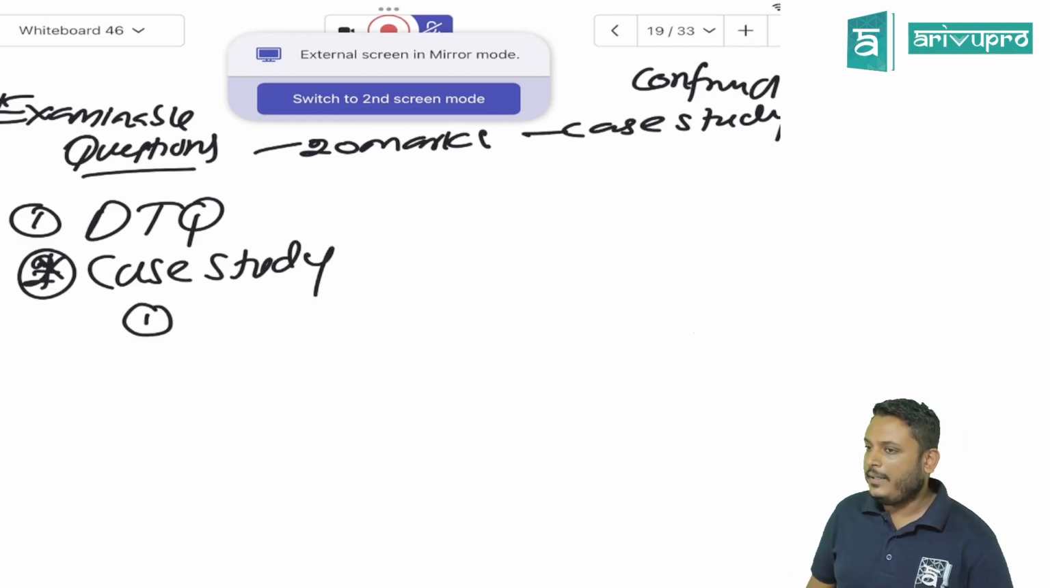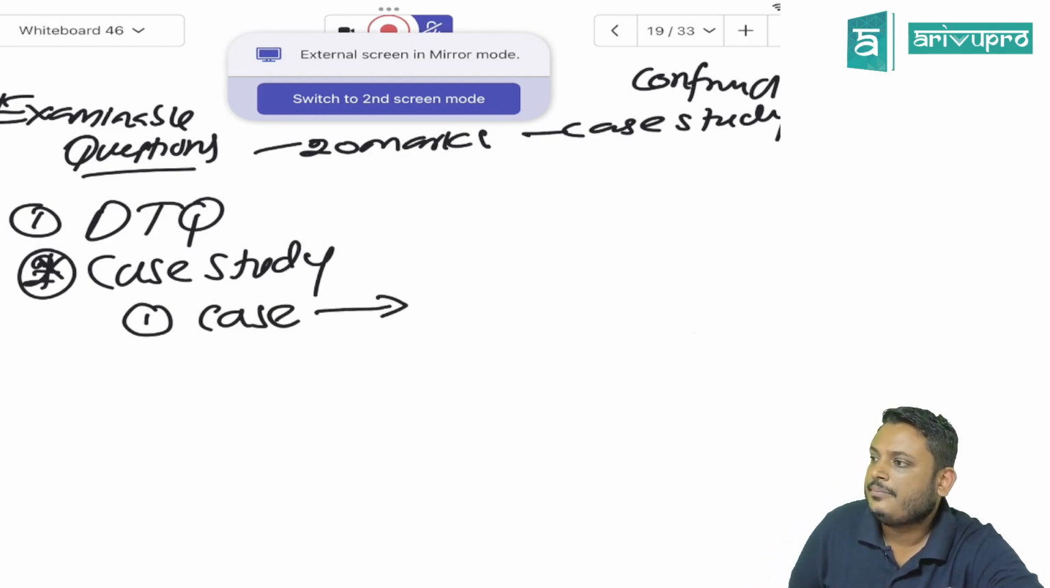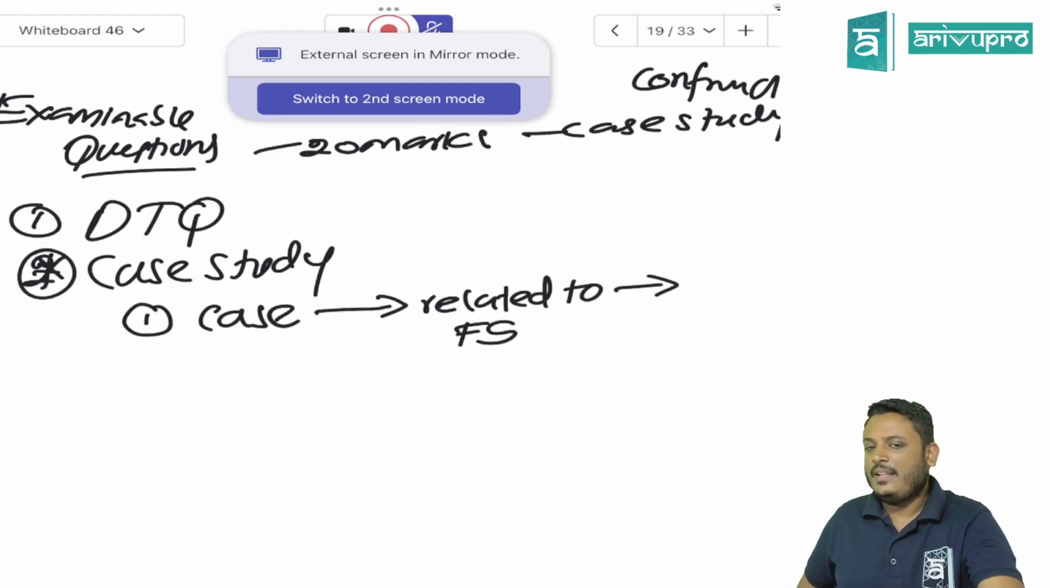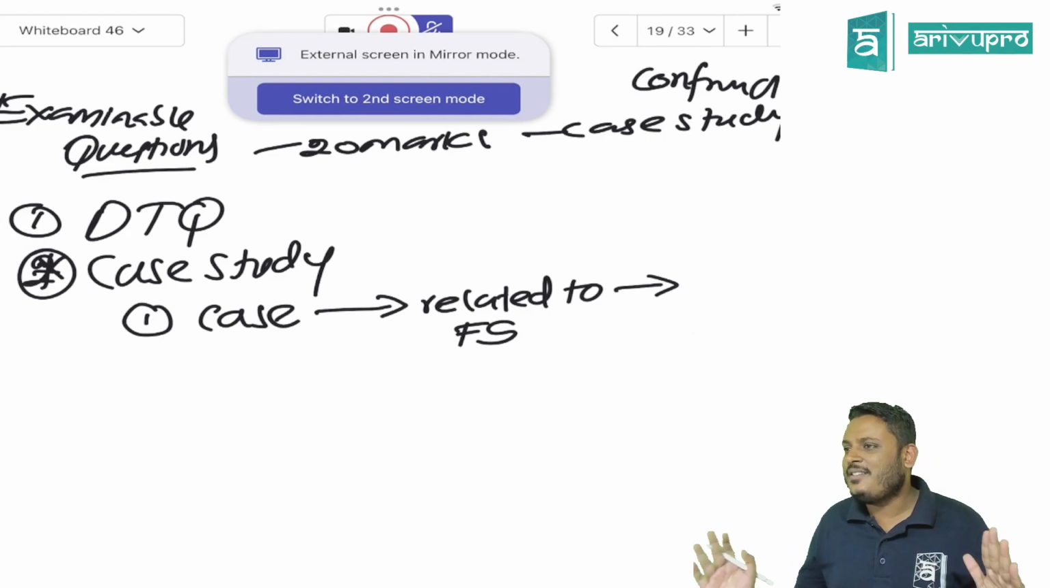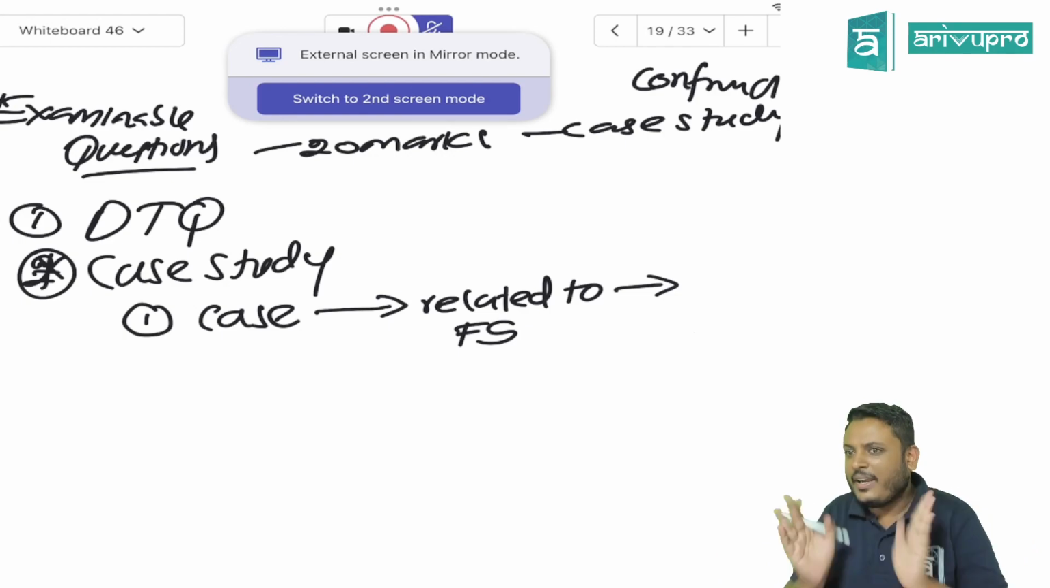Case study, number one. A case will be given. Just put an arrow and write down: the case is related to financial statements, not related to the organization. That particular case is a problem. That problem is based on what? Financial statements. Other than financial statements, that case is not covering any other areas. Only the financial statement implication.